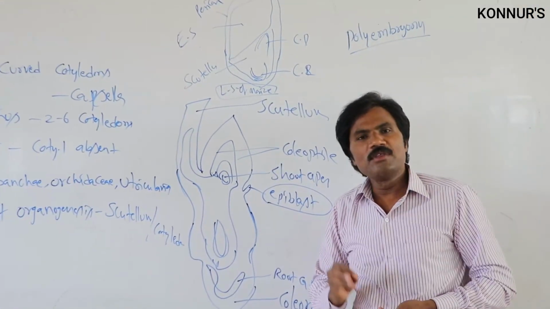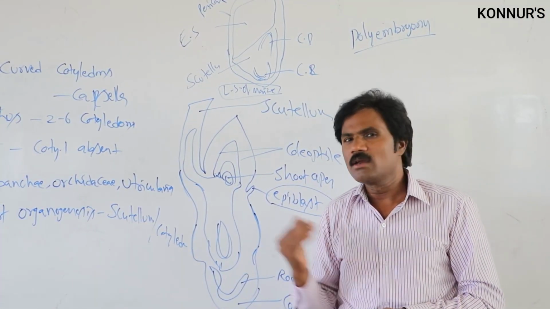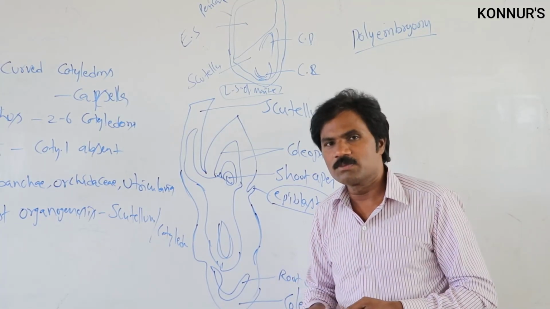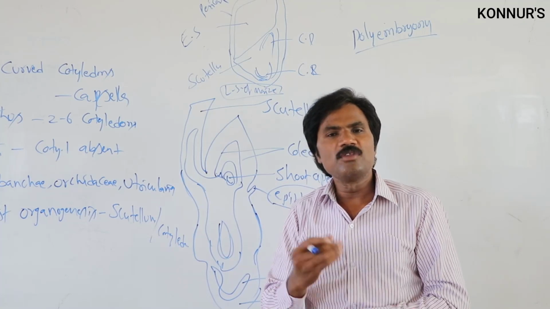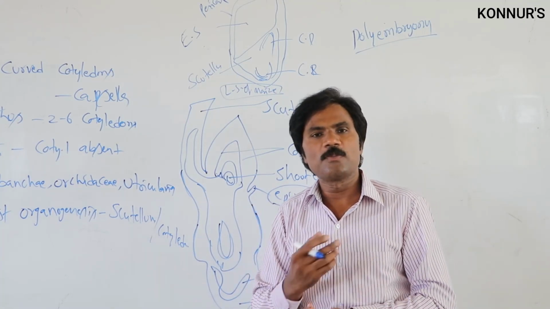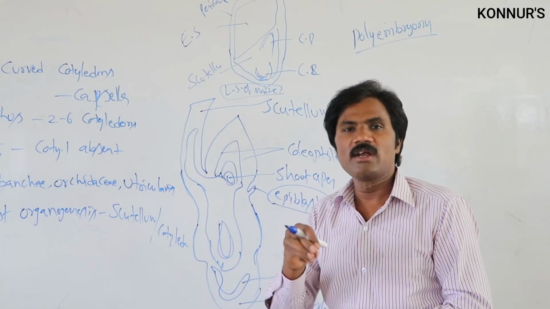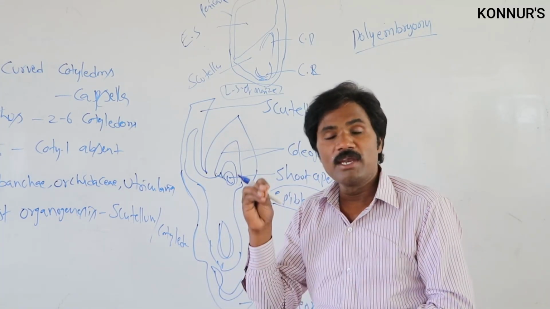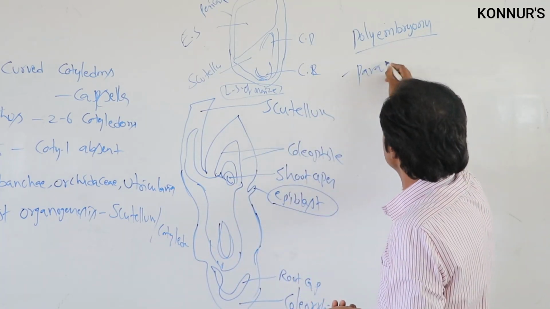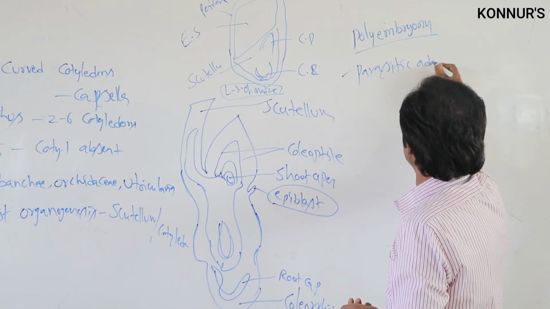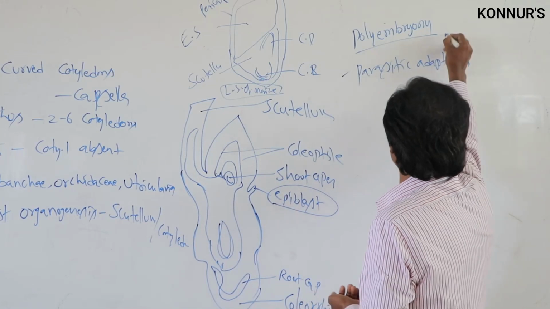Then what is the main adaptation of polyembryony? Why is it formed? It is related to cell division. Normally, it is a parasitic adaptation. Who is the scientist who first discovered polyembryony? That is Leeuwenhoek. It is an important characteristic feature of parasitic adaptation.